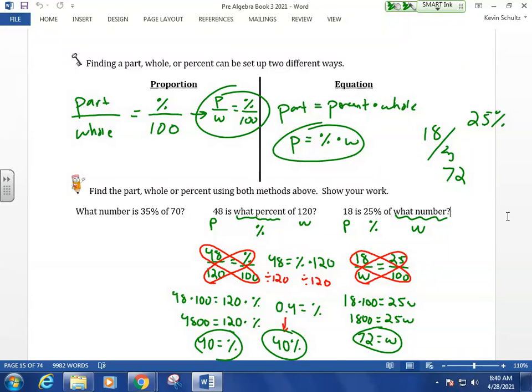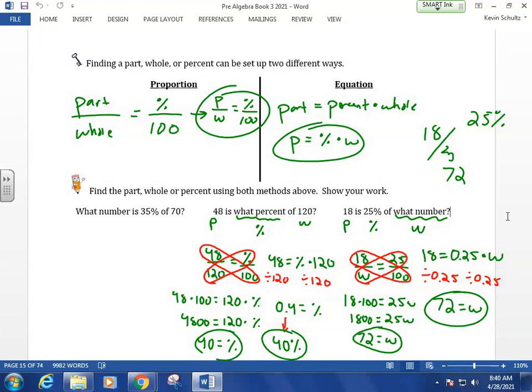Using the equation, P equals percent times W. Again, we know what the part is. We know the percent is 25%. We're going to write that as a decimal. And we're solving for W. Okay. To get W by itself, since we're multiplying it by 0.25, we have to divide both sides by 0.25. And 18 divided by 0.25 is 72, which equals W, the same 72 we got using the proportions method.